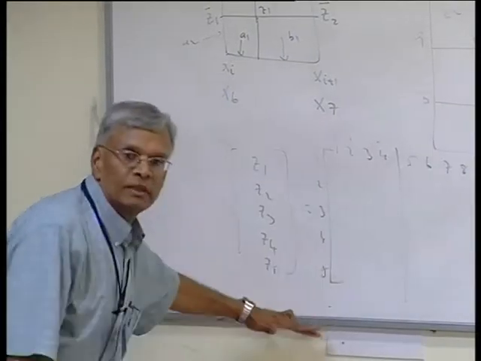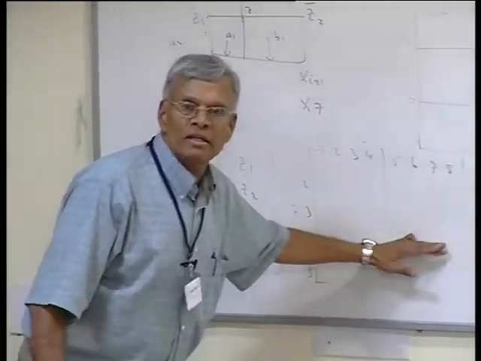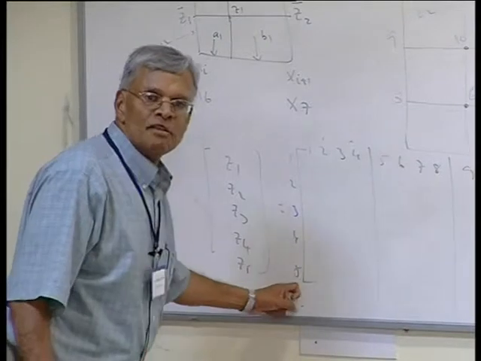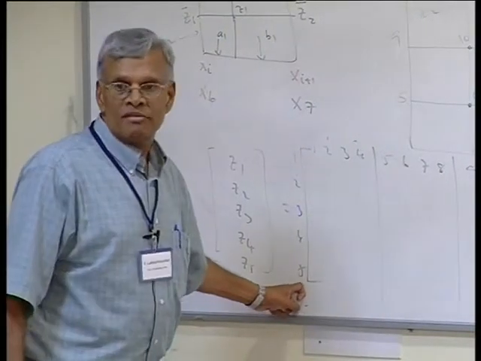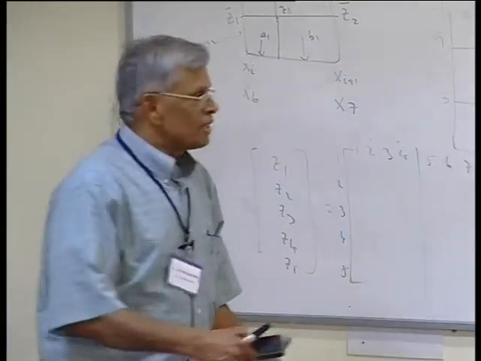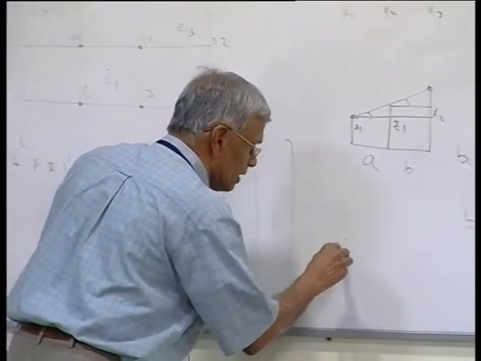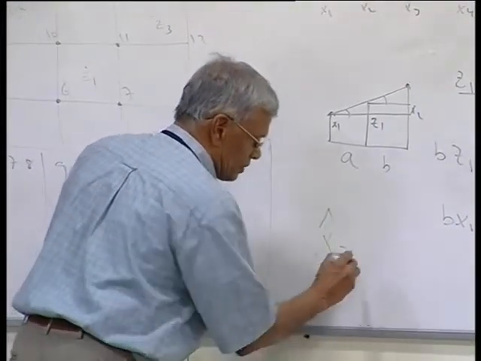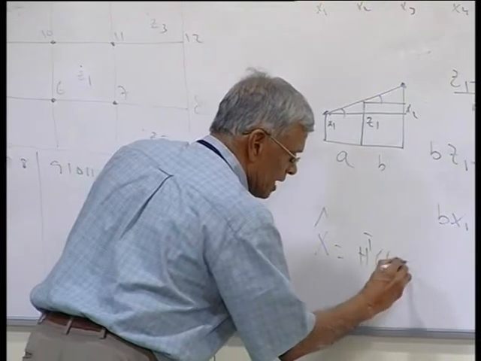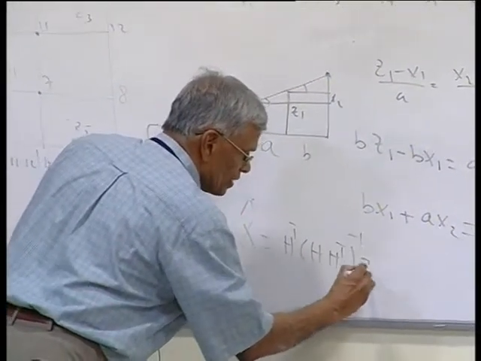Fill in, fill in, fill in. So what is the matrix you are going to get? You are going to get a 5 by 20 matrix. What is the formula for the retrieval? The retrieval x hat is equal to H transpose inverse Z.